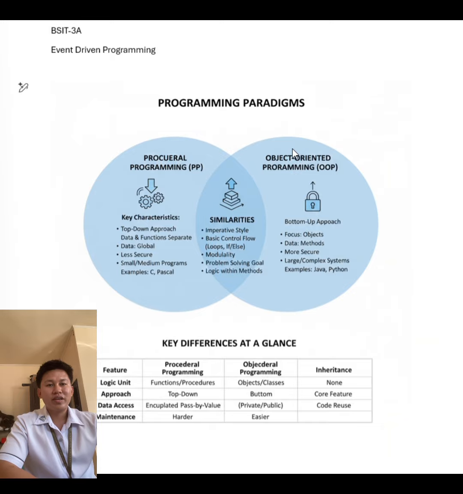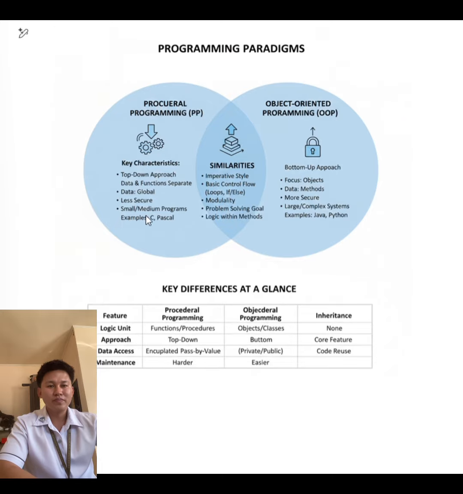Because data is protected inside objects, OOP is considered more secure and organized. It is commonly used in large and complex programs. Examples of OOP languages include Java, C++, and C Sharp.